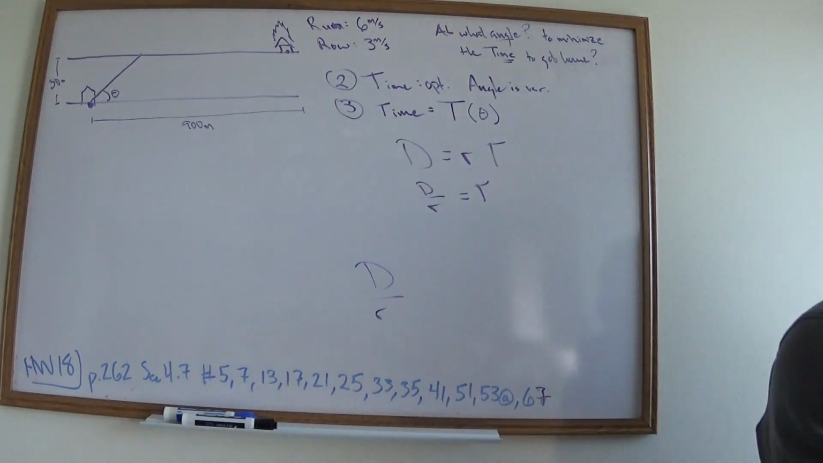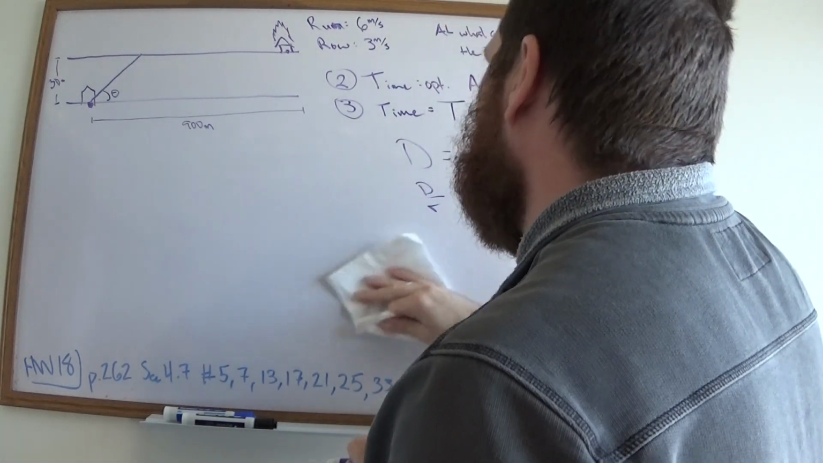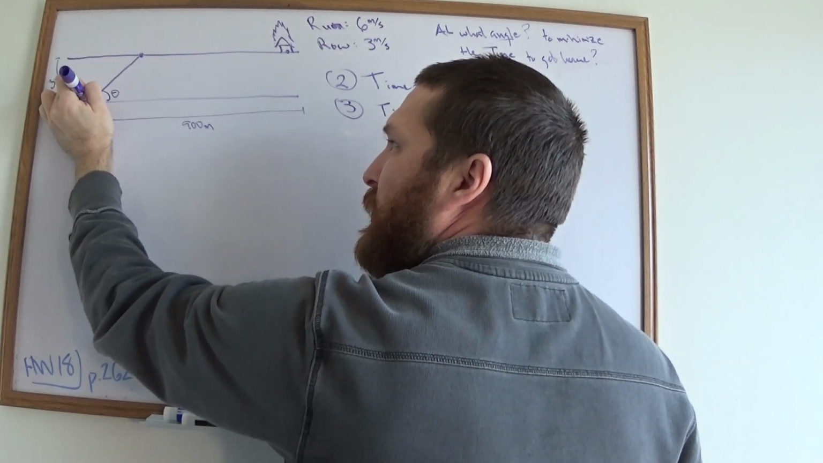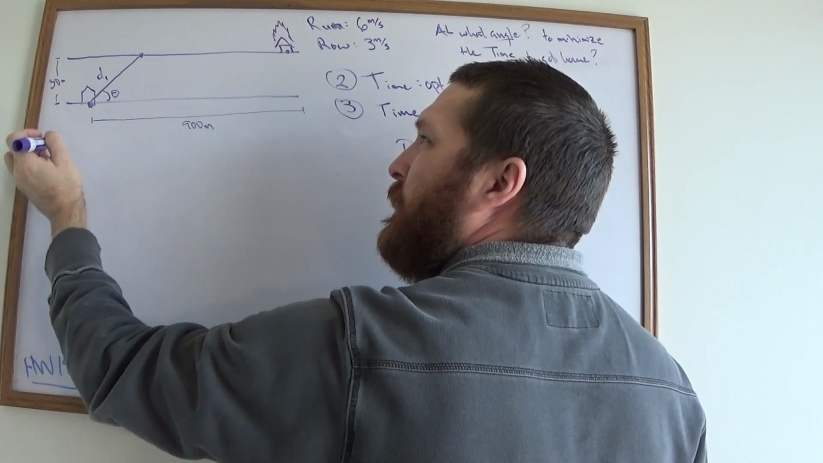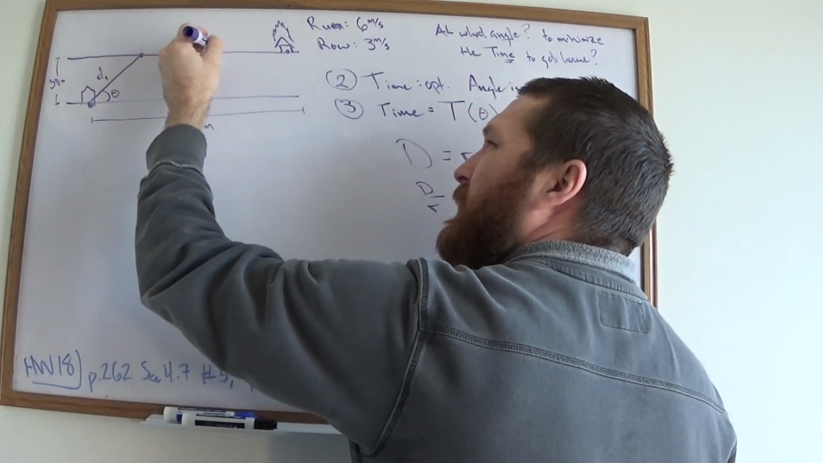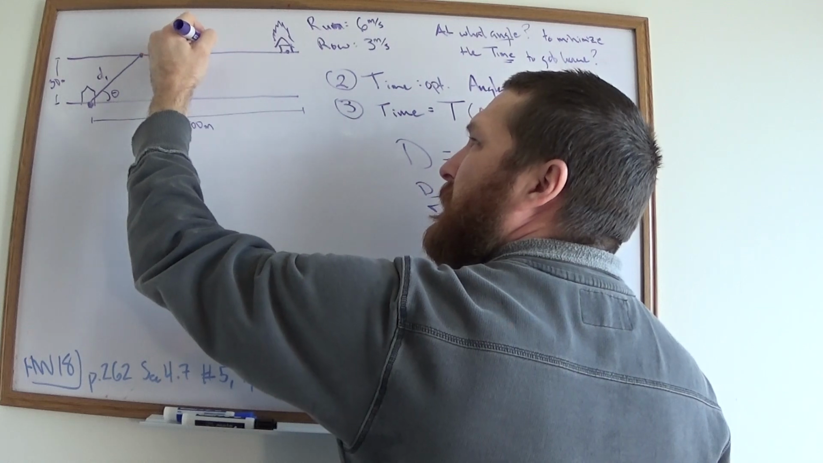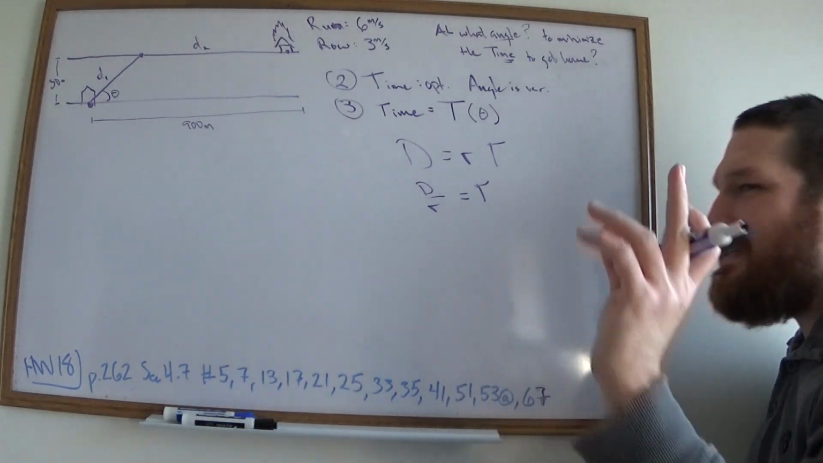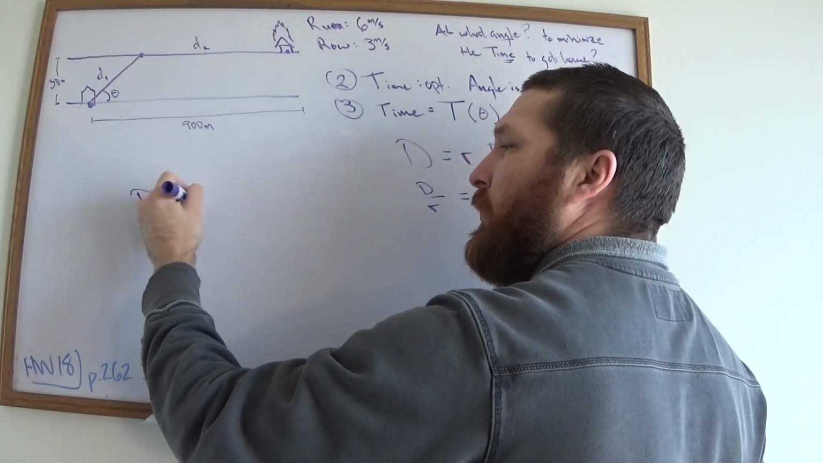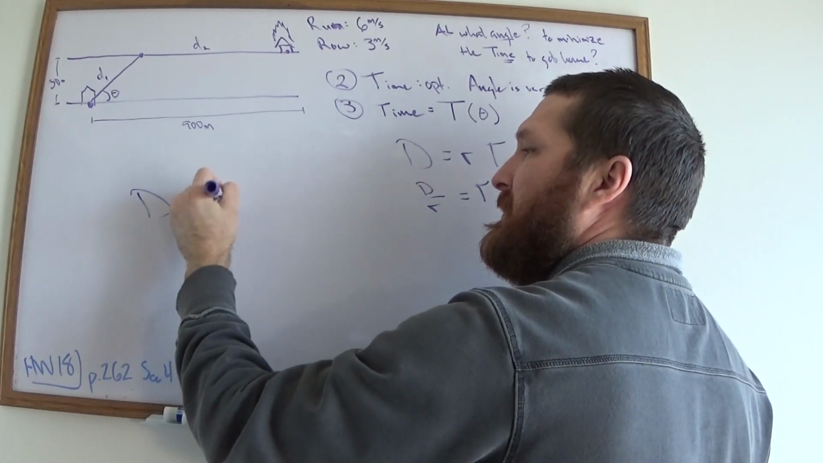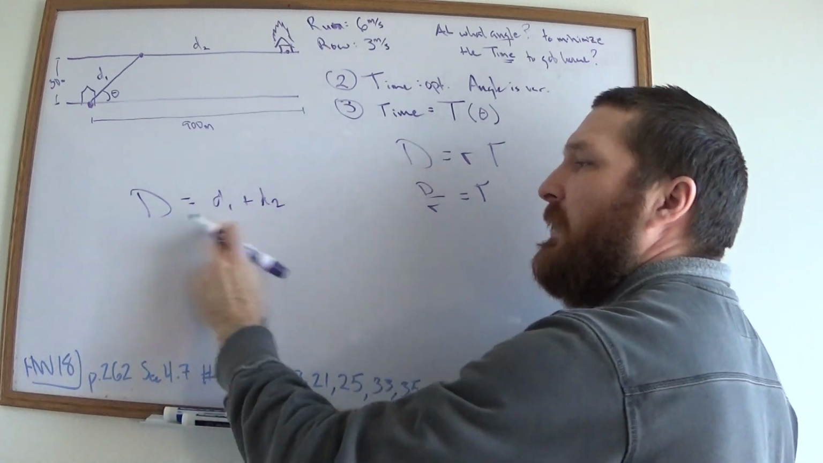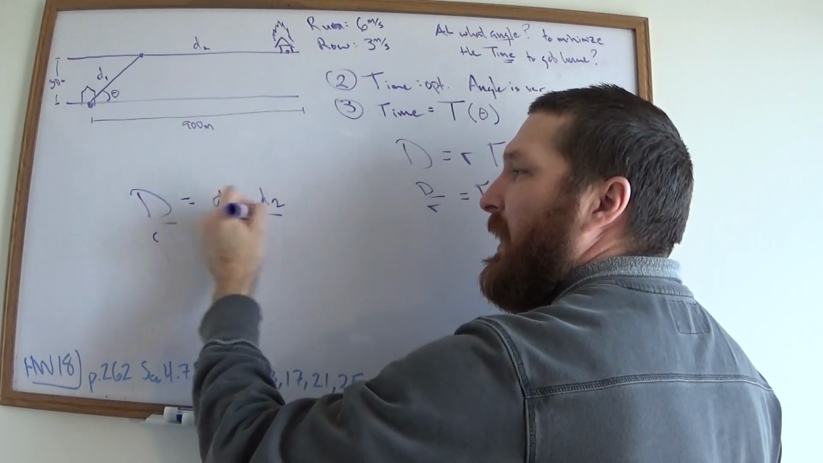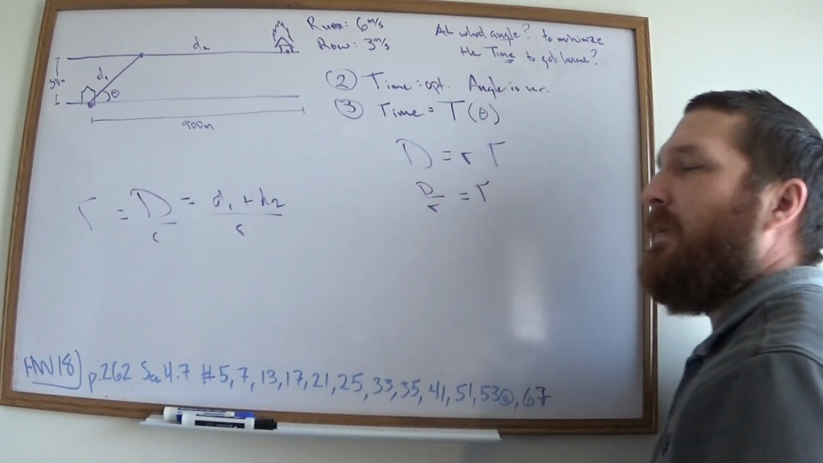So what we're going to want to do is break this into two distances. I'm going to call the distance that we row D1. The distance that I'm going to run along the shore, or the riverbank here, is going to be D2. And so then the total distance, and this is tricky here, you might think, oh, okay, so the total distance is D1 plus D2. I just divide that by rate and I get my time. But no, there's different rates.